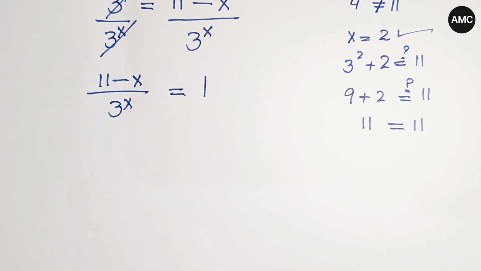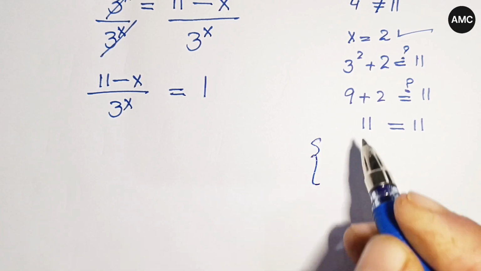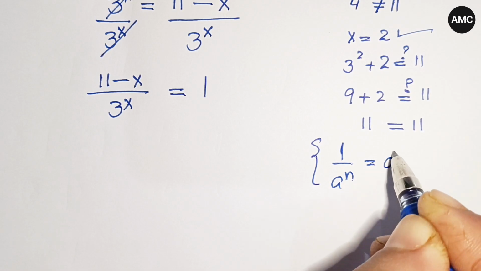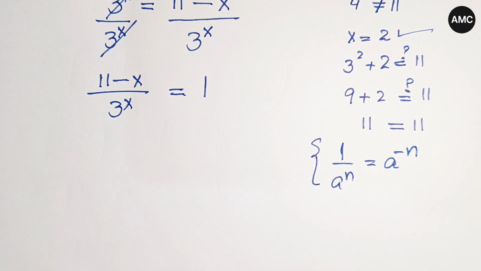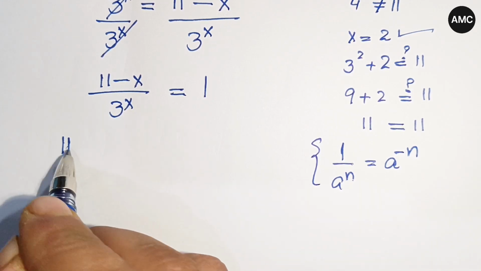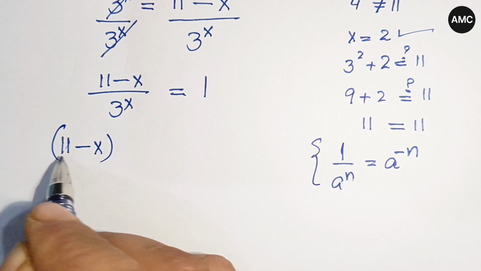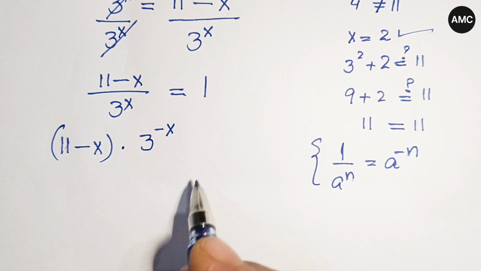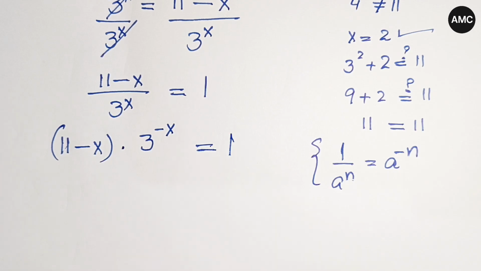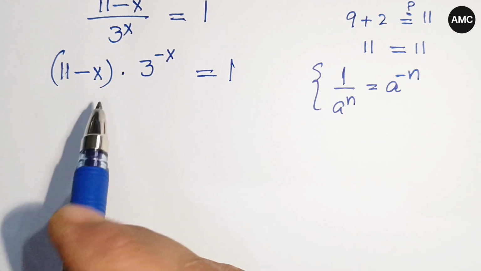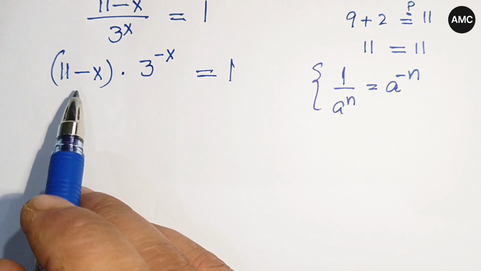Now we are going to use a nice algebraic identity: if we have 1 over a to the power n, then it is equal to a to the power minus n. So here 1 over 3 to the power x can be written as 3 to the power minus x, and we get 11 minus x times 3 to the power minus x is equal to 1.